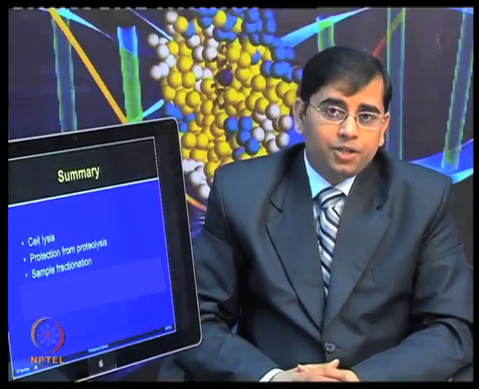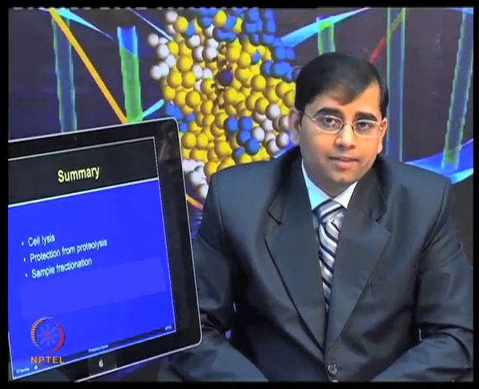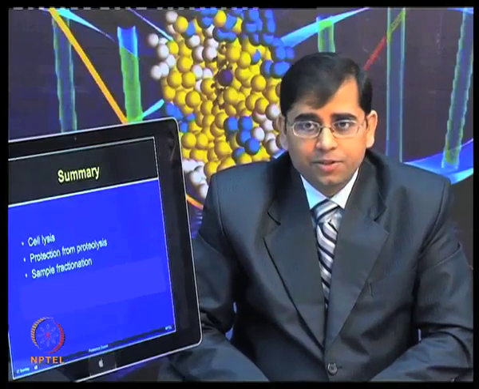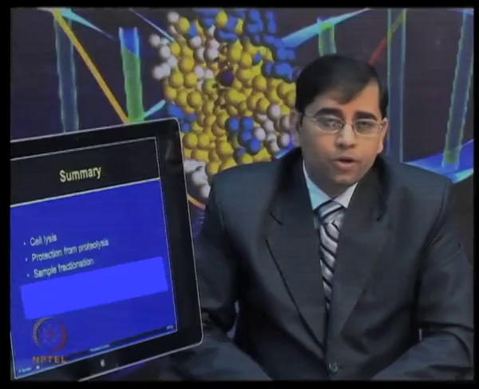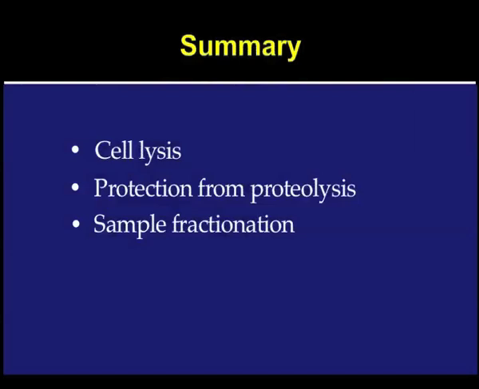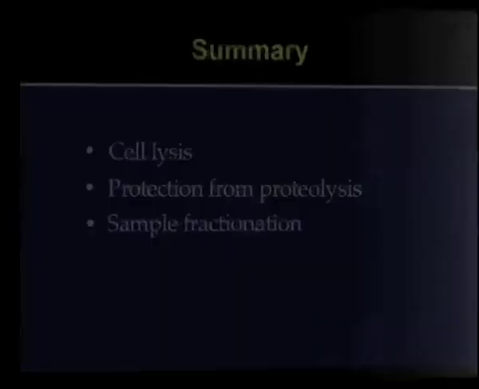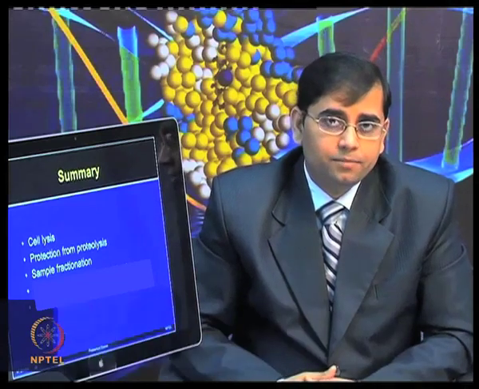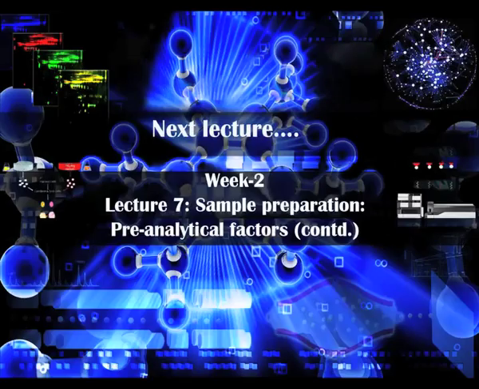We will continue our discussion on how to perform protein extraction and proteome analysis of serum and different types of biological samples in the next lecture. But in summary, today you have learnt how to perform cell lysis, how to protect the proteins from proteolysis by adding various types of protease inhibitors, and sample fractionation methods. We will continue our lecture in the next class on serum proteome analysis, followed by bacterial and plant protein and proteome analysis. Thank you.